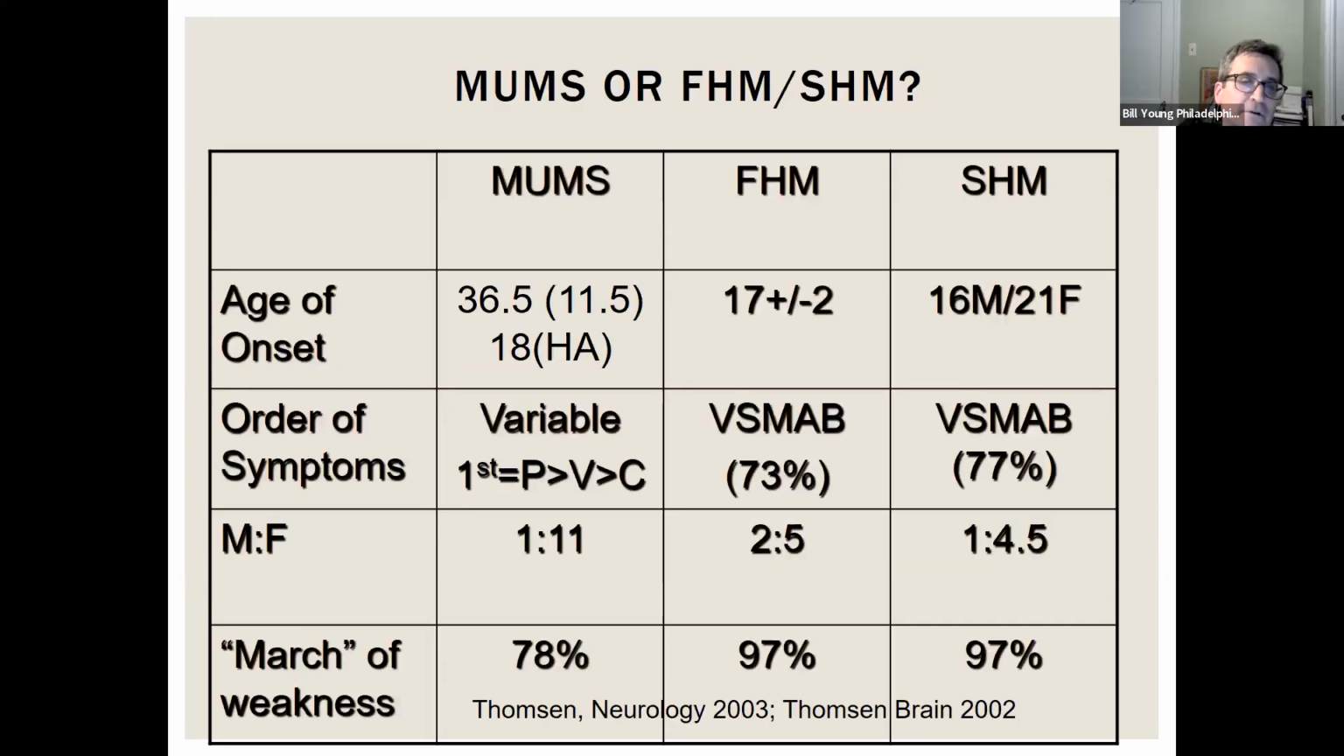So, I asked the question, so what are the differences? If MUMS is something different than hemiplegic migraine, what are the differences? Well, MUMS starts in grown-ups. The average age of onset was 37. And for hemiplegic migraine, it's reported to be teenagers, as I told you. The order of symptoms was generally different.